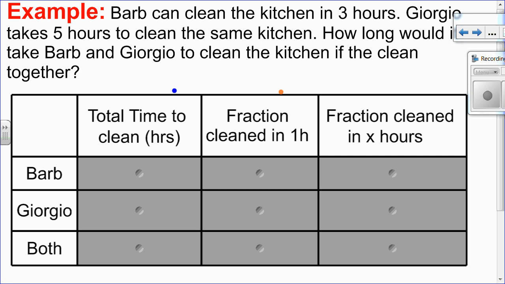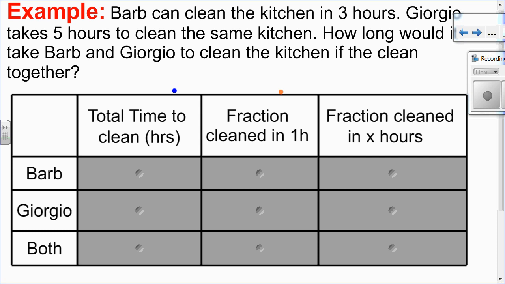So a couple variations on this question, but the method that I use works for either variation. So Barb can clean the kitchen in 3 hours. Giorgio takes 5 hours to clean the same kitchen. How long would it take Barb and Giorgio to clean the kitchen if they clean together?